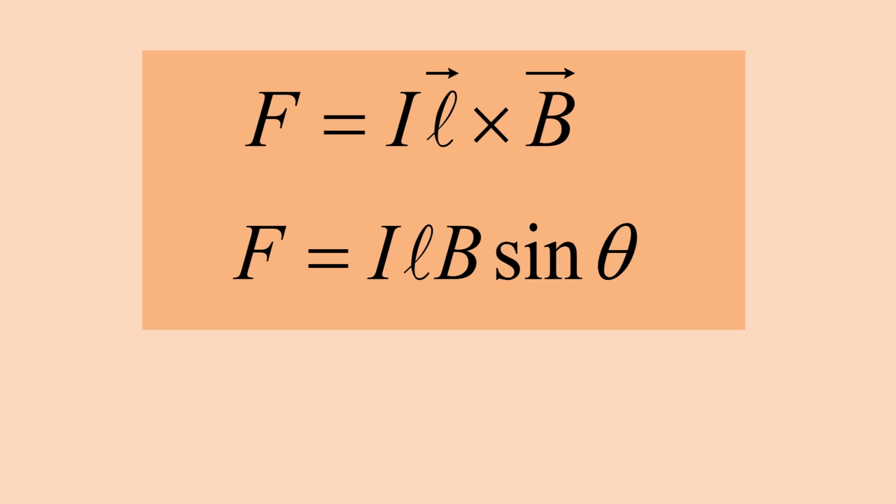The actual formula is written as F equals current and the cross product between the length of a conductor and magnetic field. Since length and magnetic field are vector quantities, we can write the formula in terms of magnitude with sine theta at the end.